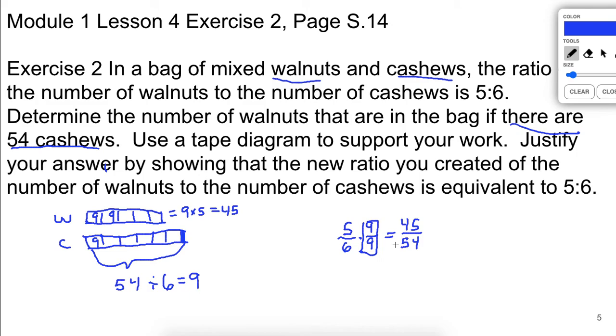Again, you'll be able to solve these problems using either method when we get going on from here. But make sure you know how to use a tape diagram, and I would accept either one of these methods as a justification on the test. So make sure you can do either one of these methods.